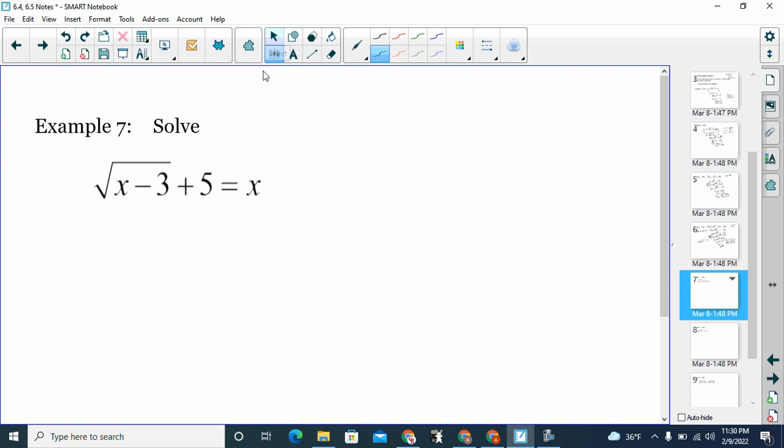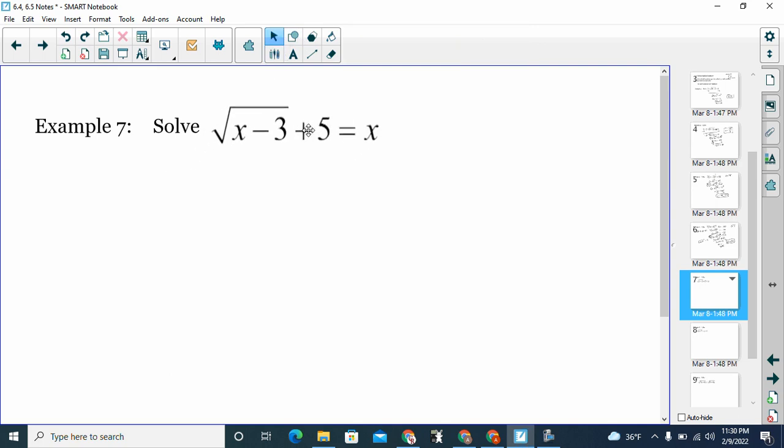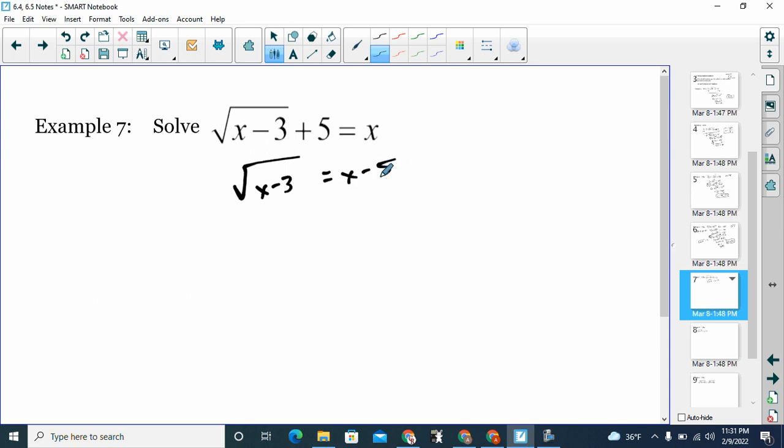These next couple examples are a little bit different in that they not only have an x under the root, but there is one on the outside of the root as well. We attack them the same way. We're going to start by getting the square root by itself. Subtract 5 from both sides. From there, we cancel out the square root by squaring both sides.